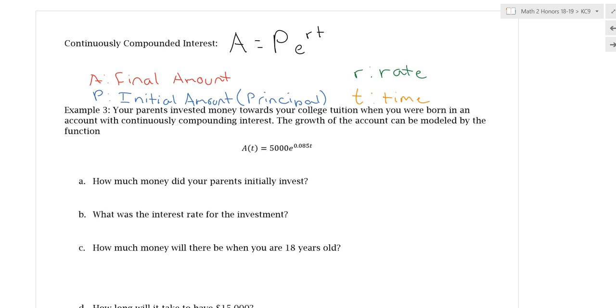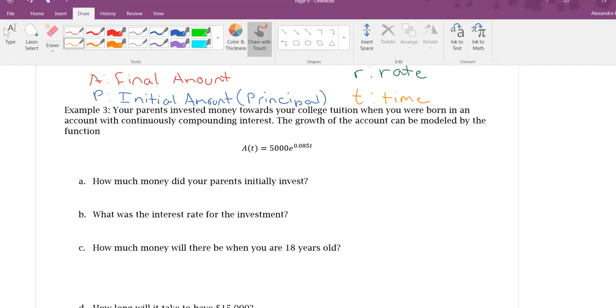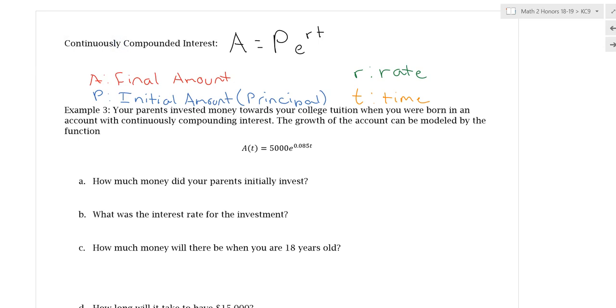So, looking at example 3, your parents invested money towards your college tuition when you were born in an account with continuously compounding interest. The growth of the account can be modeled by the function A of t equals 5,000 times e to the 0.085t. How much money did your parents initially invest? Okay? So this is asking for your initial amount. So again, that's that P, that's what's in front of the e. It's kind of in the same place as our initial amount is for our other type of function, right? So you initially invested $5,000.